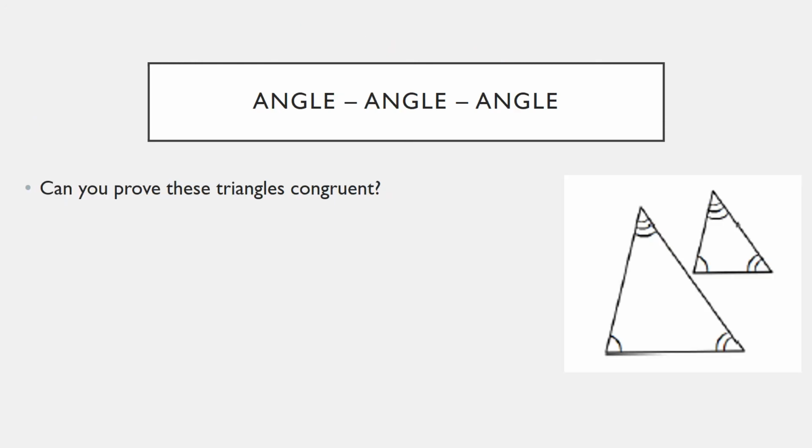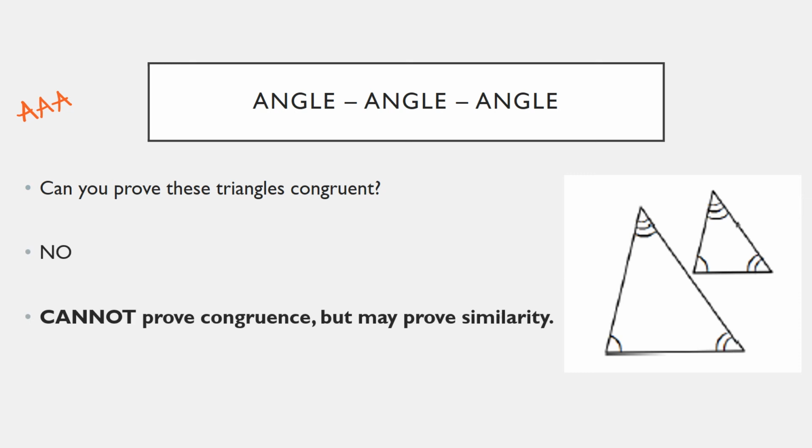And lastly, we have angle, angle, angle. So this is AAA. And you think back to Billy Bob's, we had triangles of all different shapes and sizes. So can we prove these triangles congruent? No, we can't prove they're congruent, but we can prove similarity, which is something we'll get to in the next couple of chapters. So know that they are not congruent, but they are similar.